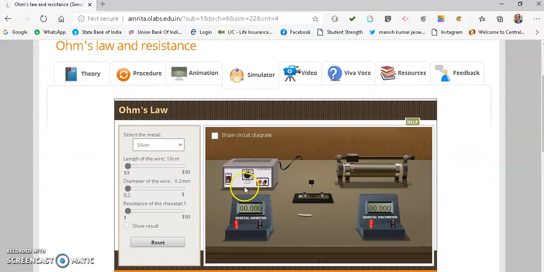So dear students, these are all the equipments and measuring instruments which we have, and we will be using these to find out the various resistances and resistivities.